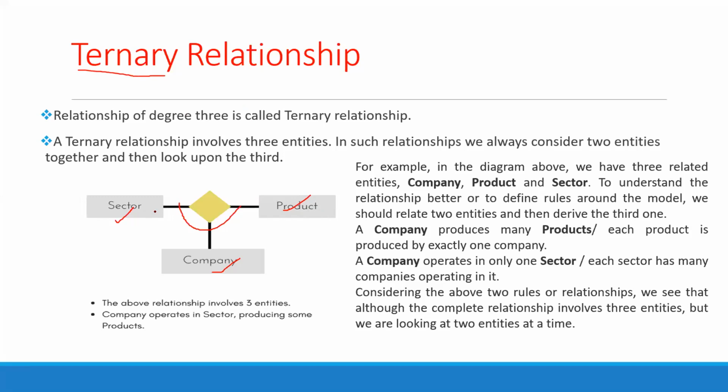The above two are rule 1 and rule 2 of relationships. Although the complete relationship involves three entities, while drawing an ER diagram we normally look only at the relationship between two entities. If I ask you to draw an ER diagram, you only need to show the relationship between two entities.